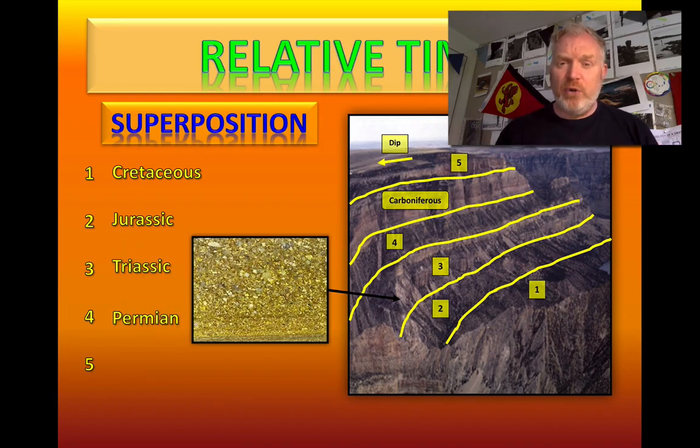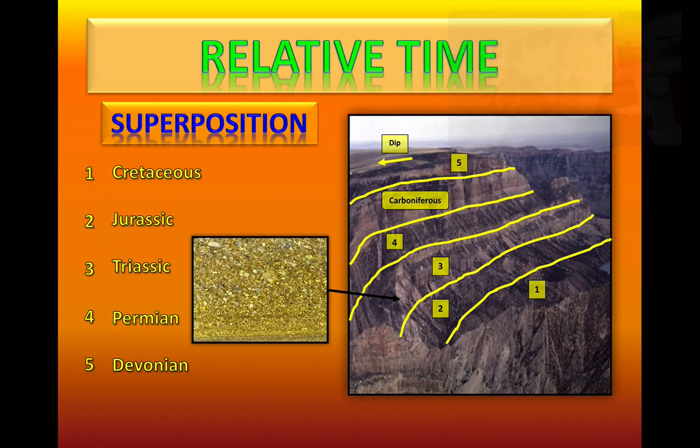So we get to bed 4, just in this cliff below the Carboniferous, but actually younger than the Carboniferous, the Permian. And then the oldest bed here is at the top of this cliff. Now this is quite unusual. Most of the time beds are going to be the right way up, but we do need to watch out to see if they've been overturned.